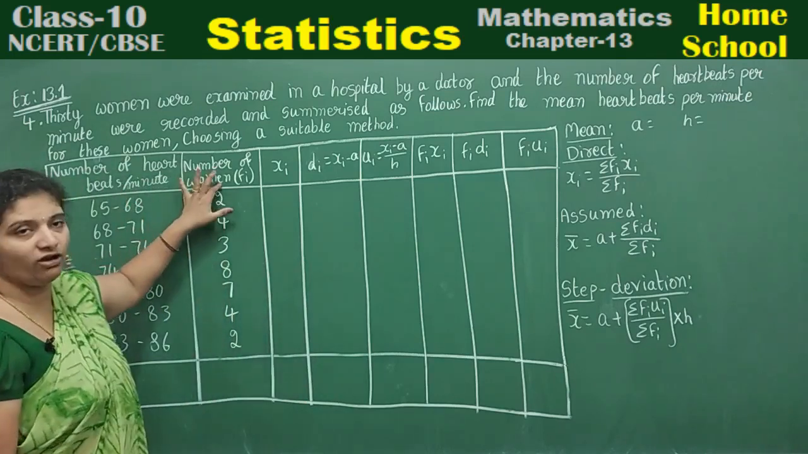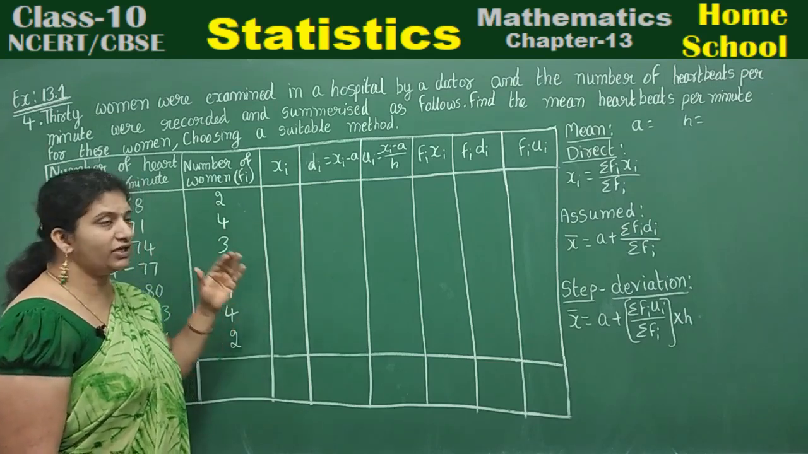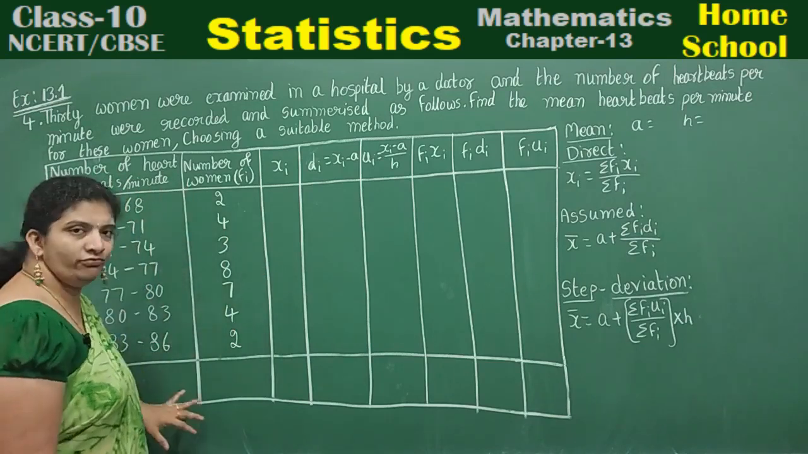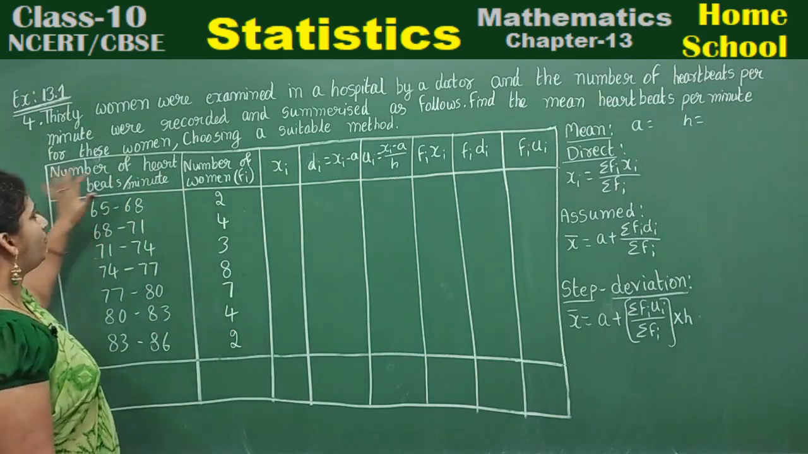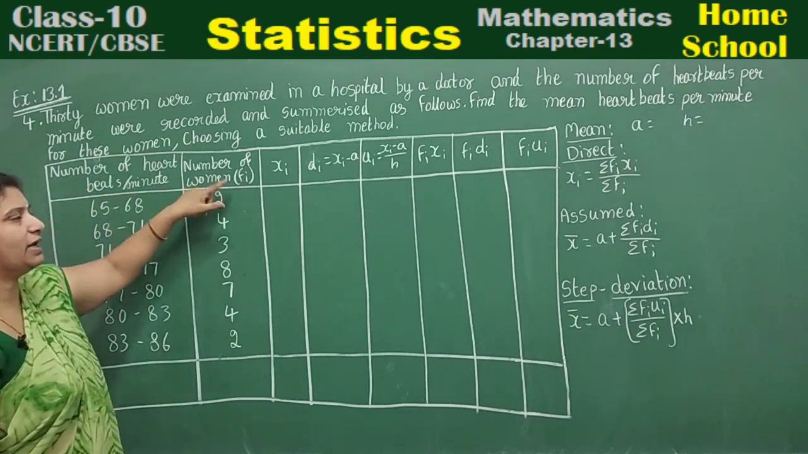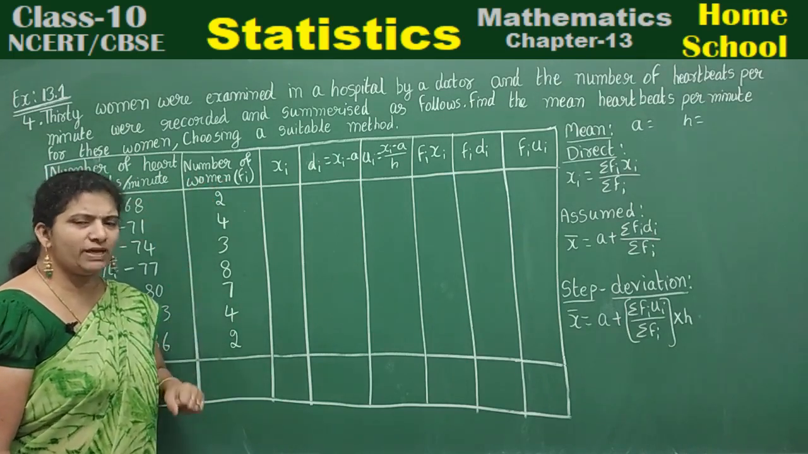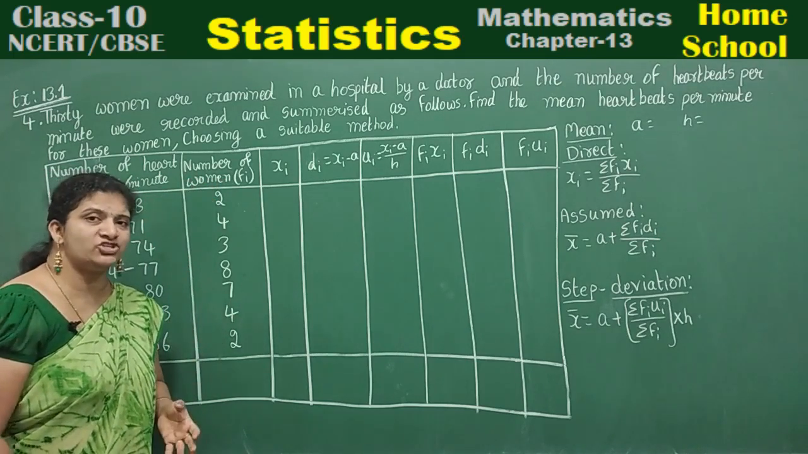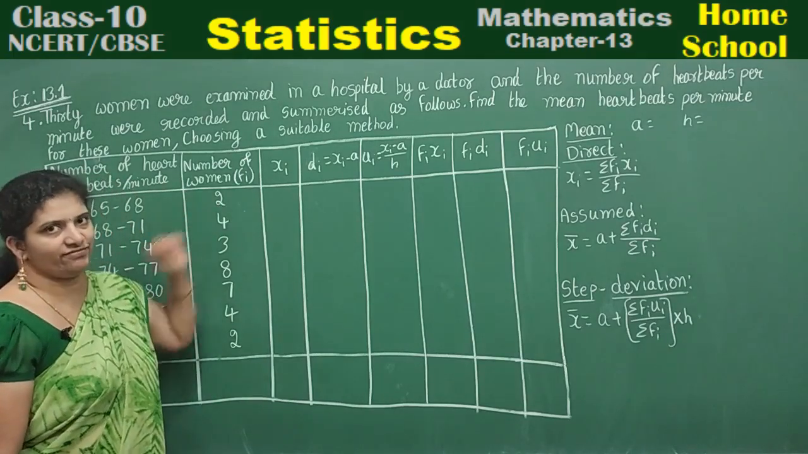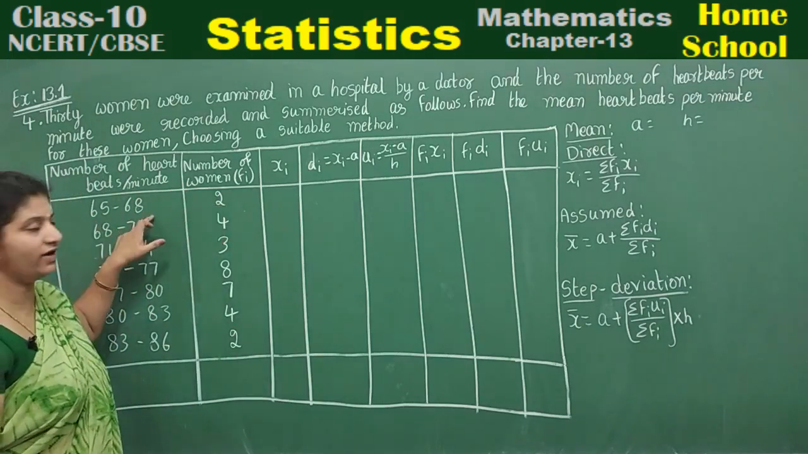The first column and second column are given in two rows in your textbook. Please take that down, then continue your solution. You need to take those two rows in the form of two columns. Number of heartbeats per minute, 65 to 68. Number of women means frequency. Number of people, number of students, always imagine it as a frequency. Number of women, consider it as Fi. Two women, heartbeat is in between 65 to 68.